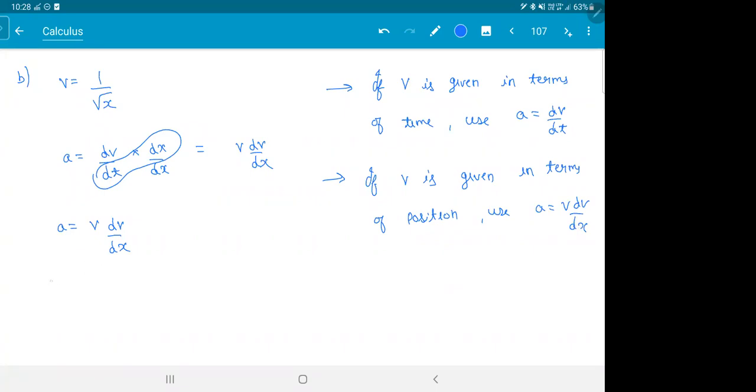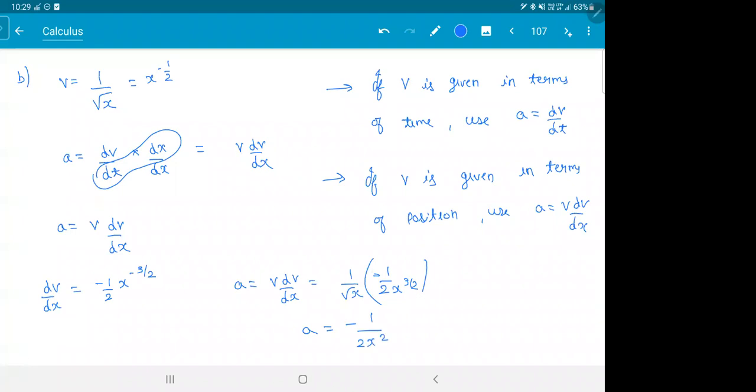So now first find dv by dx, which is x power minus half. So minus half x power minus 3 by 2. So what is acceleration? V into dv by dx. But what is v? 1 by root x. And dv by dx is minus half x power minus 3 by 2, which is nothing but minus 1 by 2 x square. Done. X power half into x power 3 by 2 is x square. Easy. That's how you get it.